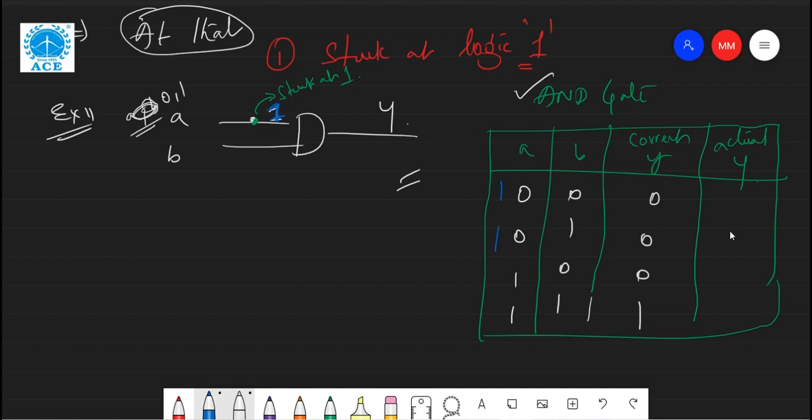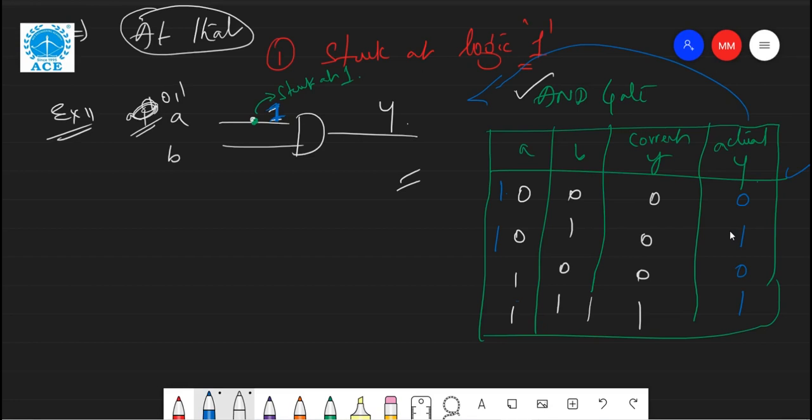So see here, then what is the output? 1 0 1 0 0 1 1 1 1 0 0 1 1 1. This is the actual output in this case. Okay, this is the actual output of Y in this case. Got my point? This is called stuck at logic 1.